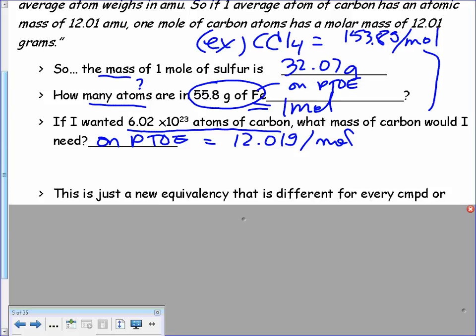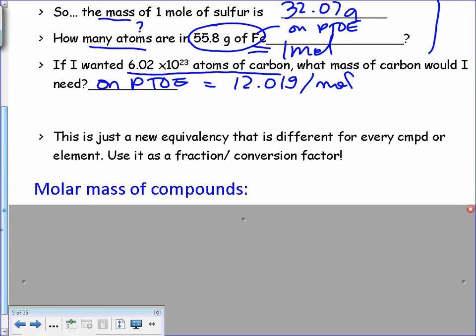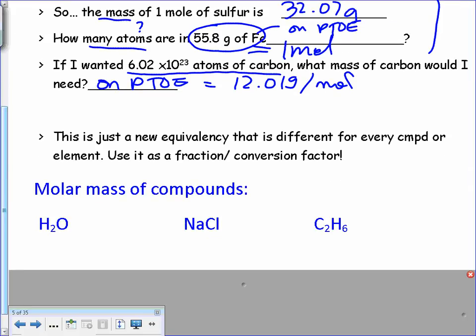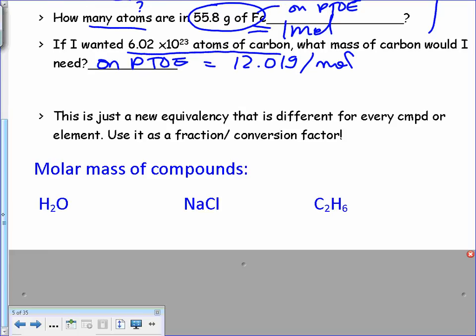We've got one more thing to talk about. Let's just practice one or two more of these, and then I'll move on to that. So this is just an equivalency. It's just a conversion factor. We're going from moles to grams or moles to particles or both. So let's add up the molar mass of ethene. This is ethene gas. What's the molar mass of that? Tell me your thought process.